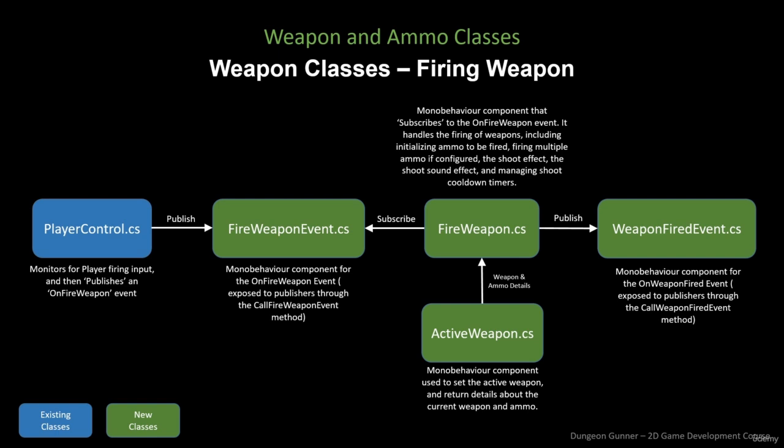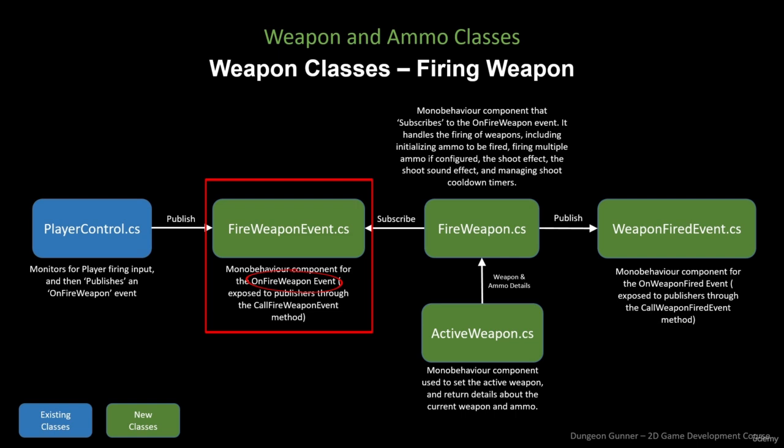When we implement the event functionality, we're going to use exactly the same patterns that we've used previously. So in this slide, you can see the classes that we're going to be creating to enable the weapon to be fired. And if we start off by looking at player control, we're going to amend the player control to monitor for player firing input. So once a player fires, we're going to publish an on-fire weapon event.